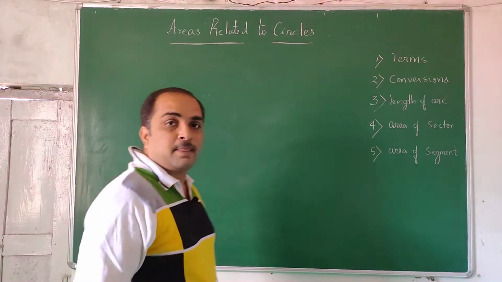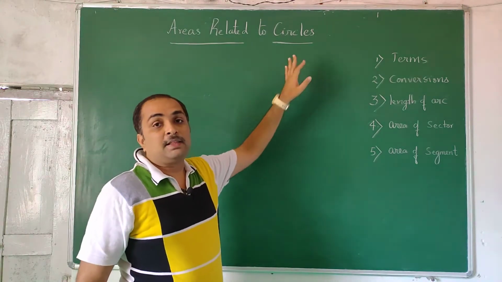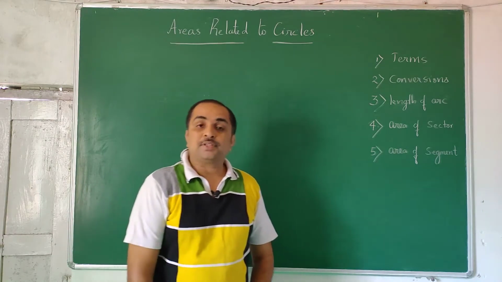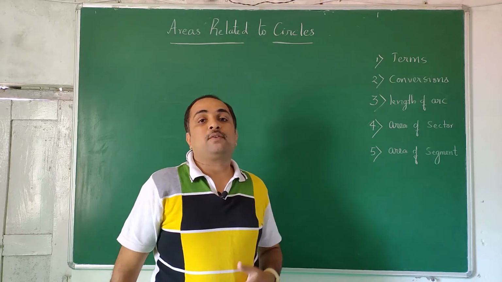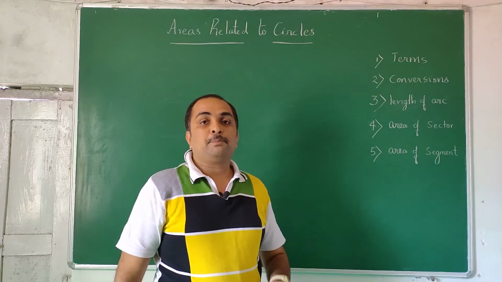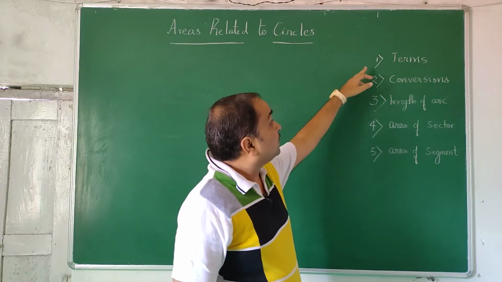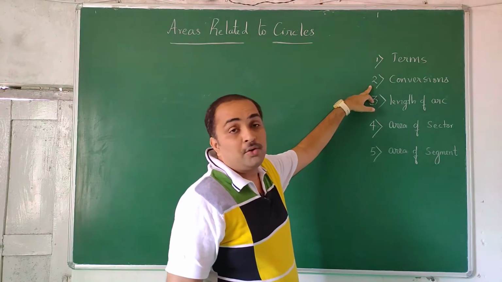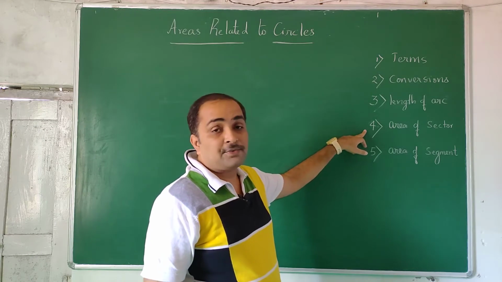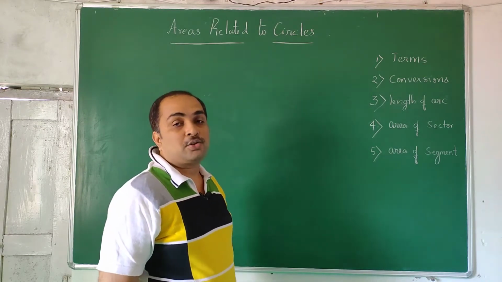Hello students, today we will discuss areas related to circles. It's a 10th class topic, but as a physics teacher I know there is a lot of use in the circular motion chapter. So some things we find related to circles we use a lot while doing problems of circular motion. So I am dividing my lecture into 5 parts: terms related to circle, unit conversions related to circle, finding length of arc, finding area of sector, finding area of segment. This obviously covers the required course of 10th class also.